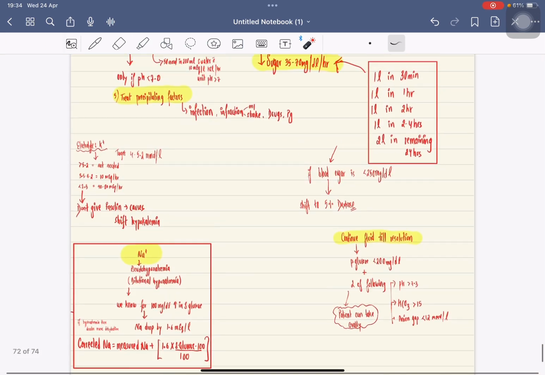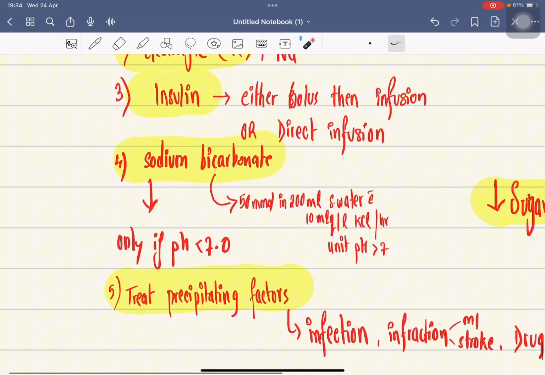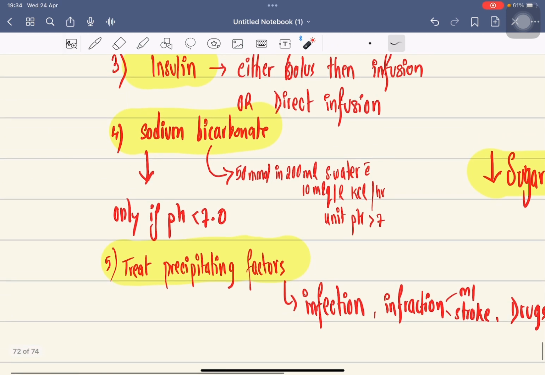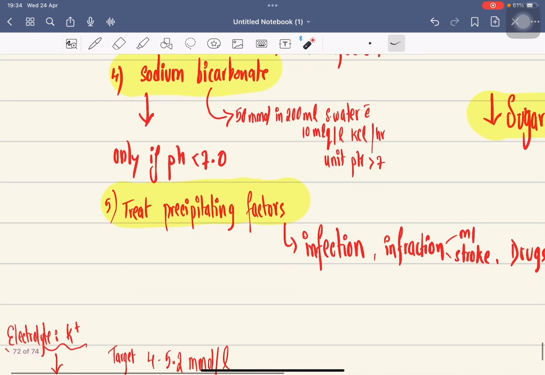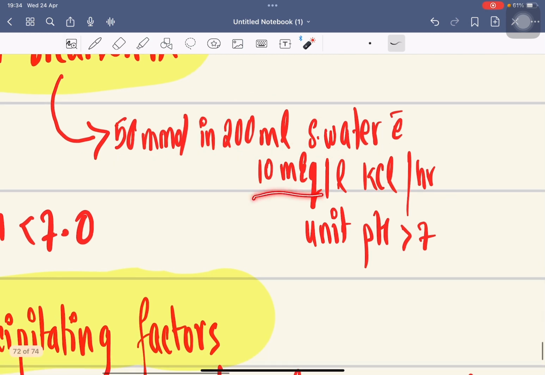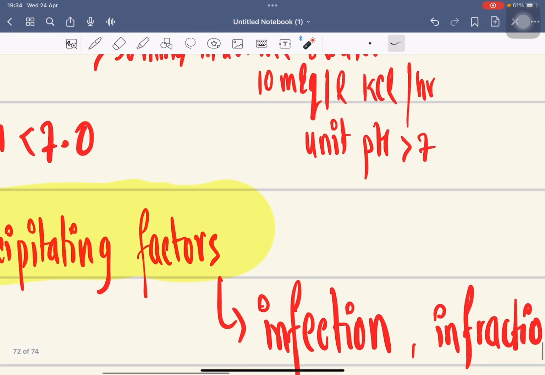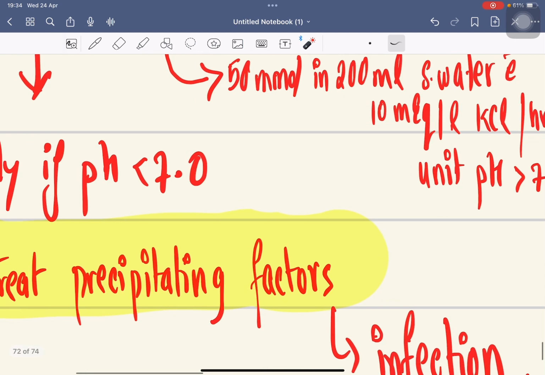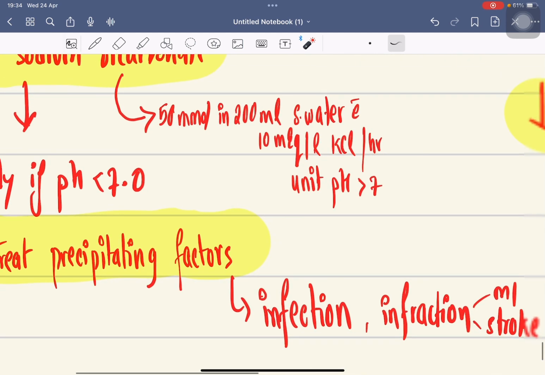Now we have sodium bicarb. Sodium bicarbonate should be given if pH is still less than 7.0 after correction with fluid and insulin. We can give sodium bicarb 50 millimoles in 200 ml of sterile water with 10 milliequivalents of KCl per hour. Once pH is more than 7, we can stop.